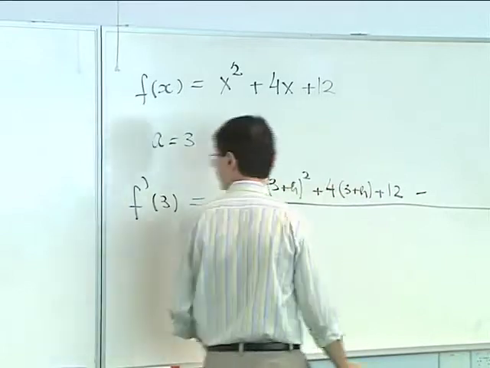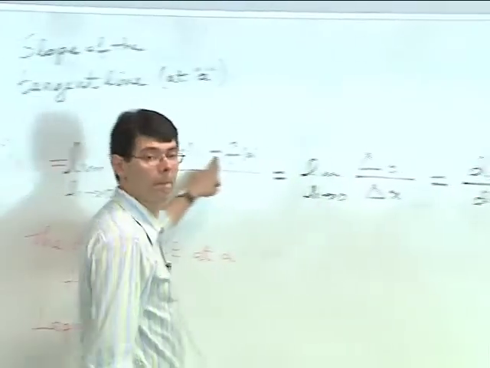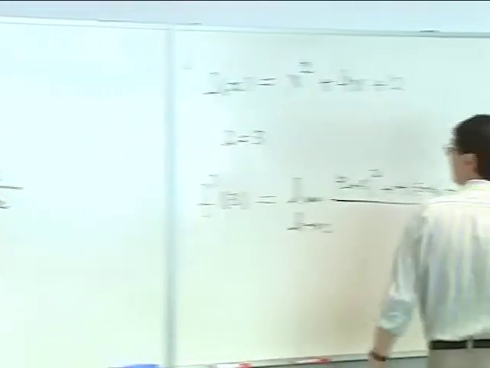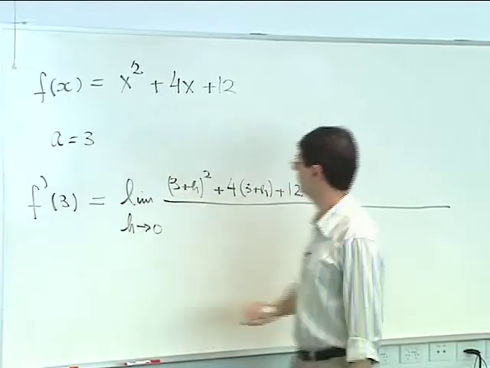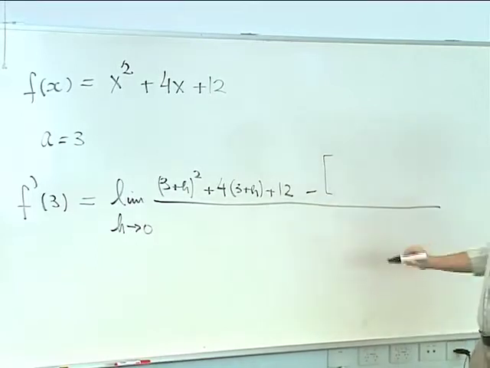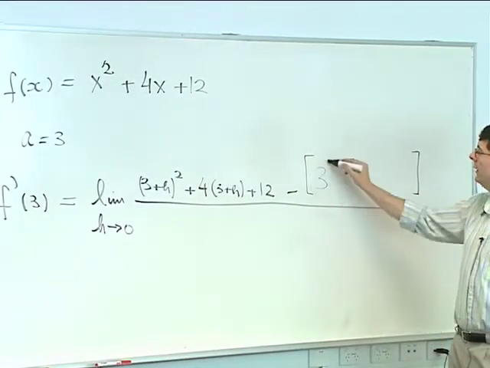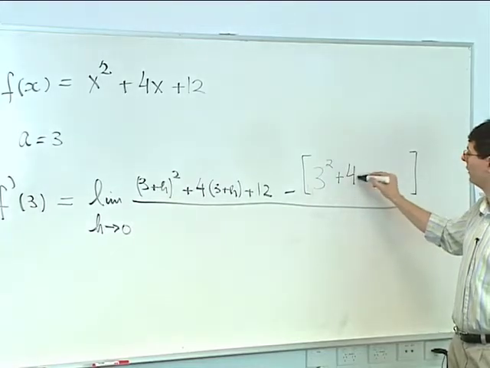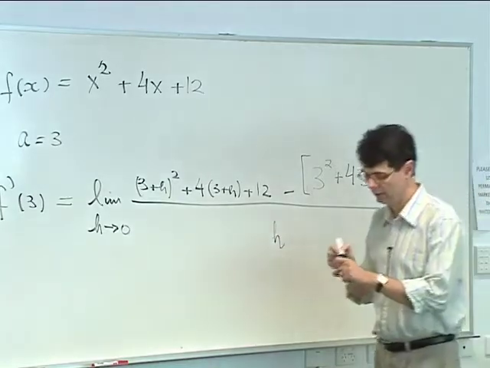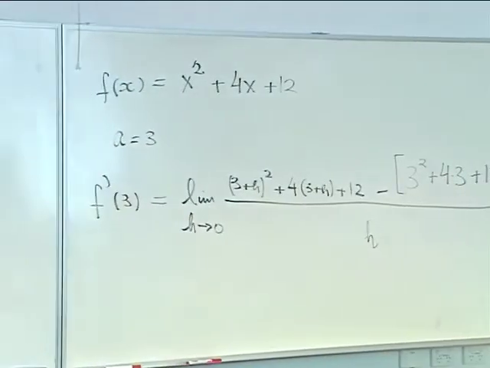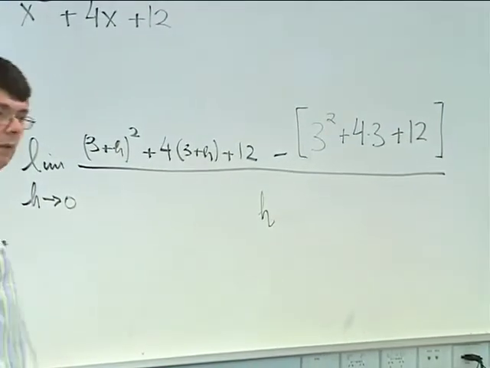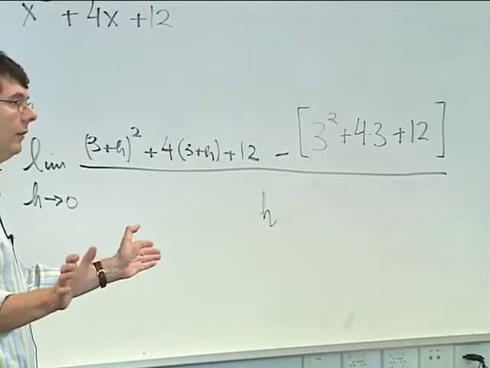Take away. Now I'm just going to substitute x by 3. So it is take away 3 squared plus 4 times 3 plus 12. And then I divide everything by h. Okay? So far?